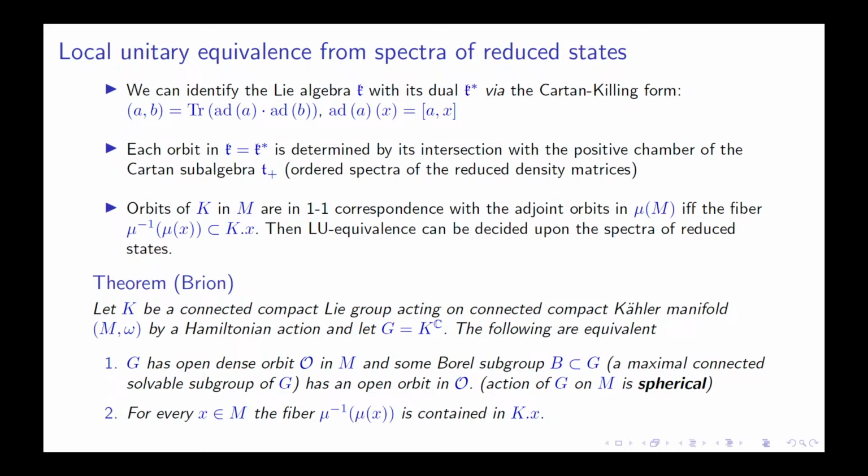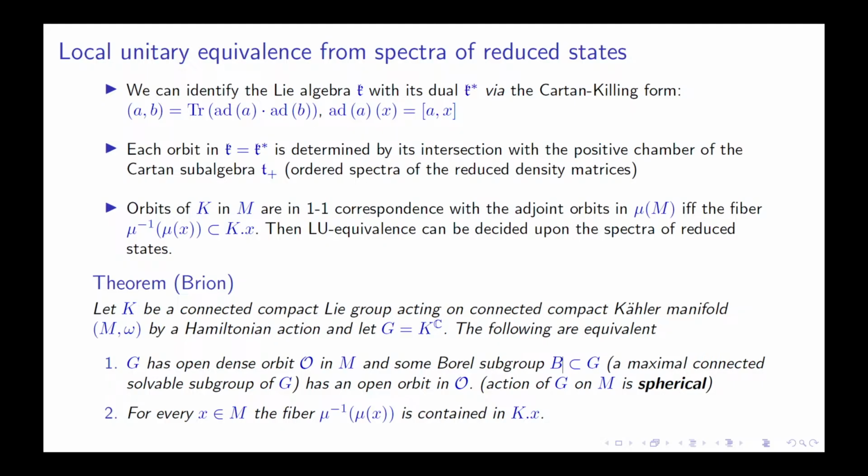Okay. So this is once more what I have already said, that you can define this Cartan-Killing form and forget that you are working in the dual of the Lie algebra. This is really a Lie algebra itself. So this is what I said, that each orbit is, and obviously there will be a one-to-one correspondence with the orbits in the state space, with the orbits in the Lie algebra, when this fiber of the inverse is in this orbit, okay?